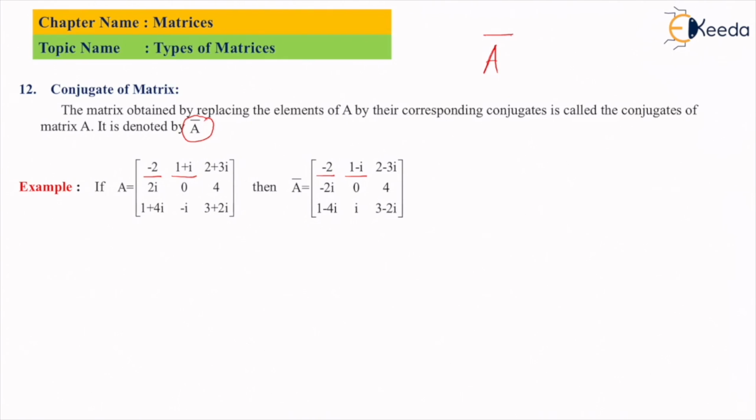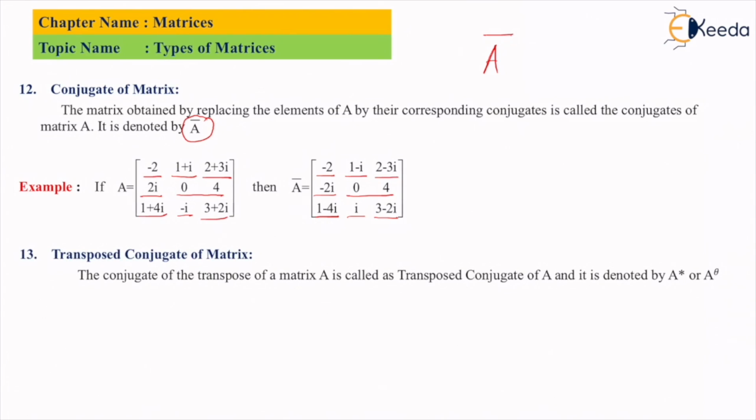Now the conjugate of 2 plus 3i is 2 minus 3i. For 2i the conjugate is -2i. For 0 and 4 it will be the same. For 1 plus 4i it is 1 minus 4i. For minus i it is i, and for 3 plus 2i it is 3 minus 2i. So we have taken the complex conjugate of each and every element and we got the conjugate matrix. So it's very simple.